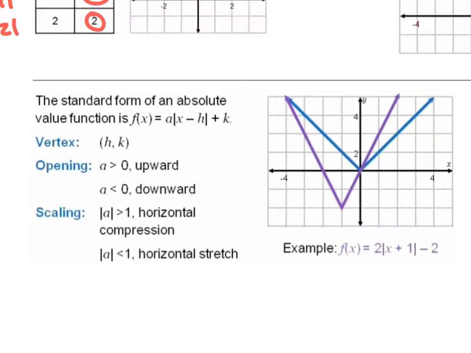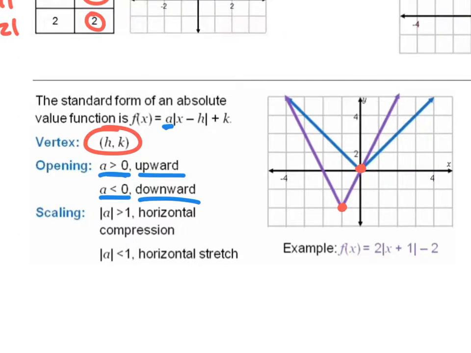If we take a look down here, the standard form of an absolute value function is f of x equals a times the absolute value of x minus h, plus k, where (h, k) is the vertex. That vertex, (h, k), is this point right here on the absolute value graph. If the number out front is positive, then it opens up. If that number is negative, then it opens down.